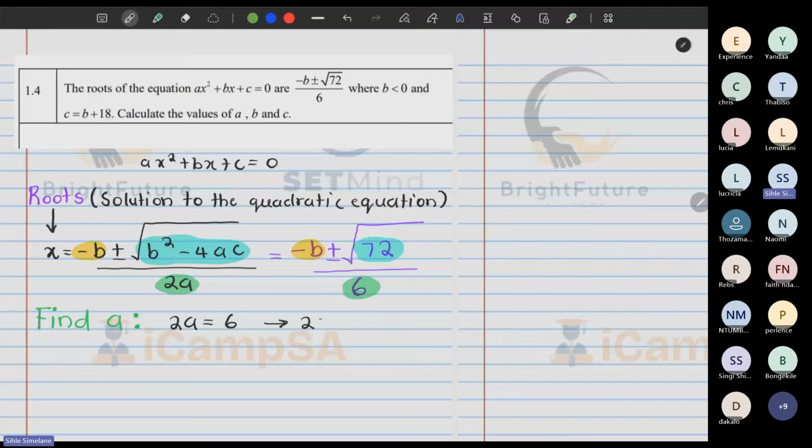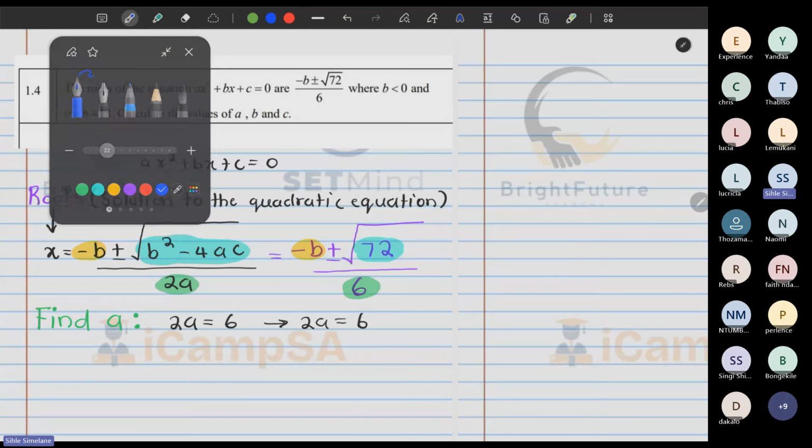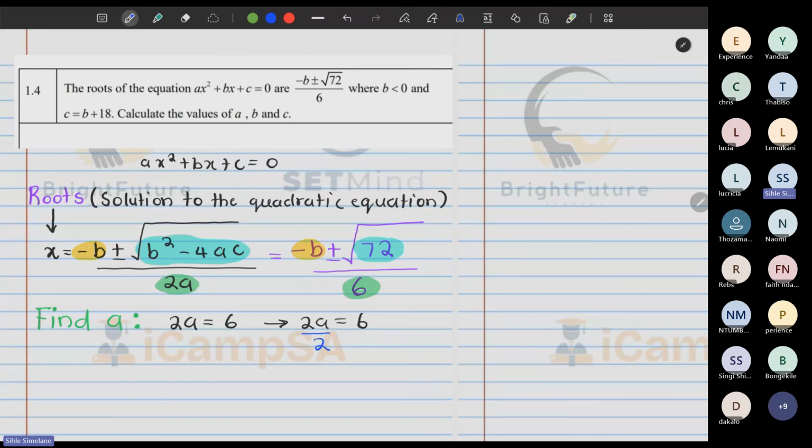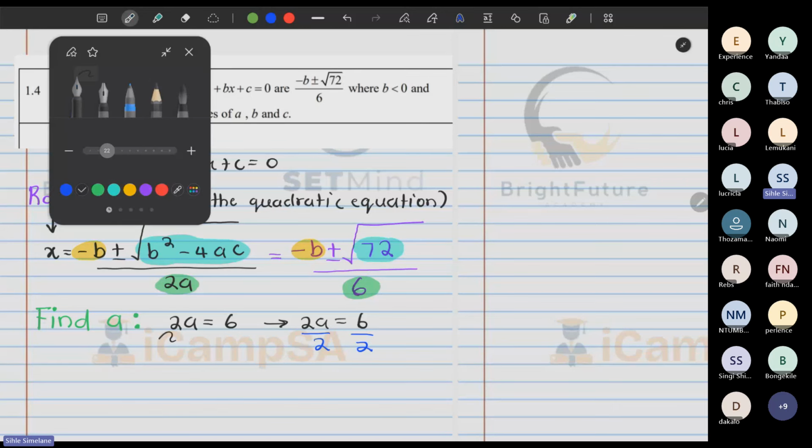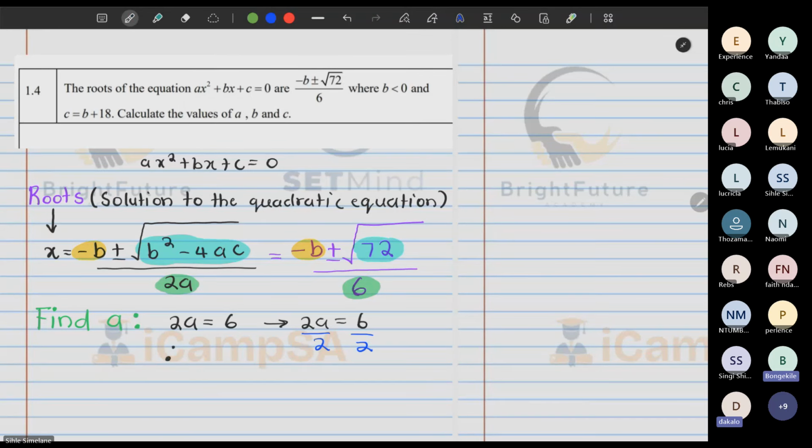So we know that we are not looking for 2a, but we are looking for a. So I divide by 2, divide by 2. Then what is the value of a, guys? 3. a is 3.